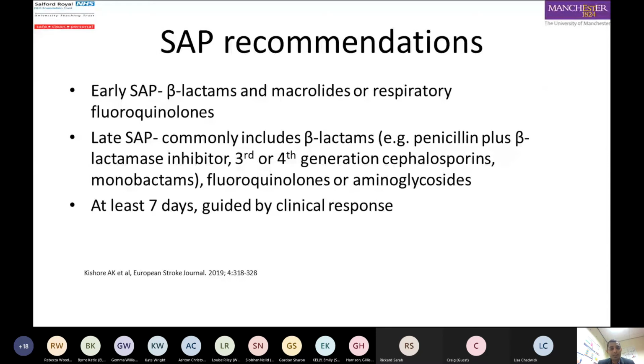So again, in terms of choice of antibiotics, this is generally a broadly recommended treatment. In terms of early SAP, beta-lactams and macrolides or quinolones seem satisfactory. I think the quinolones were chosen because European and American societies favor this over doxycycline. For late SAP, again, we included common beta-lactamase in combination with beta-lactams, third or fourth generation cephalosporins. Fluoroquinolones or aminoglycosides were chosen for this based on cover for hospital-acquired pneumonia bugs. We also had an antibiotic regimen for at least 7 days, and this should be guided by clinical response.